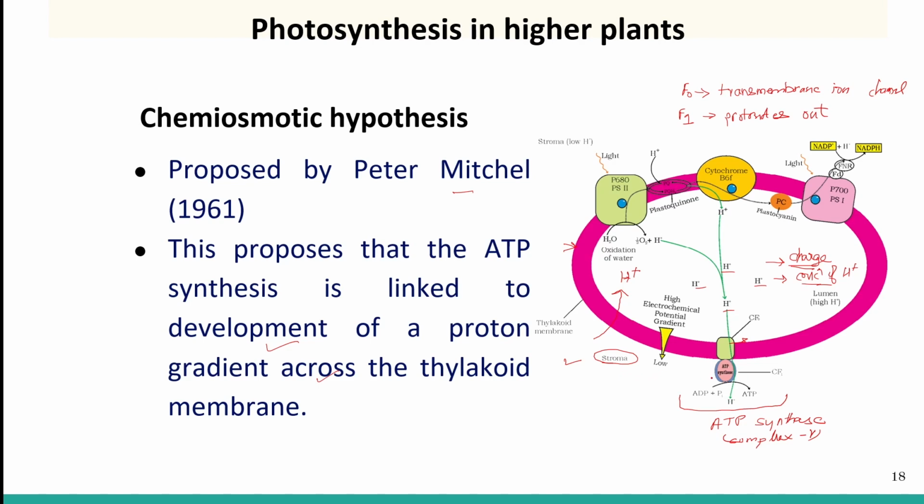What happens during this transfer creates energy, and there is a conformational change in the F1 part. This conformational change in the F1 part leads to the synthesis of ATP. So simply you can say the breakdown of the proton gradient, which happens due to the protons moving back from the lumen to the stroma through F0, which is present in the thylakoid membrane, generates ATP.